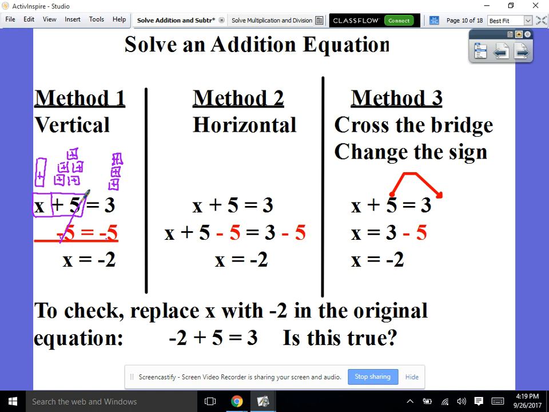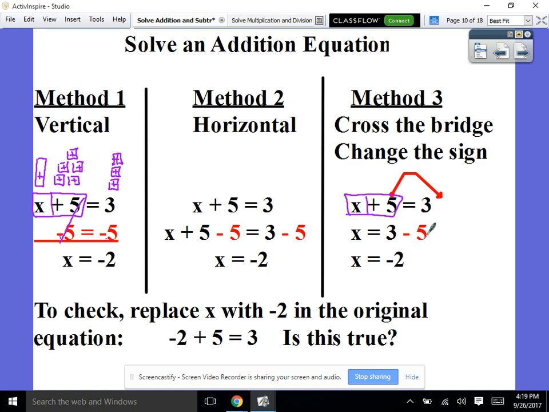That's the vertical method. The horizontal method, you're doing the same thing, you're just doing it horizontally. x plus 5 minus 5 equals 3 minus 5. x equals -2. And finally, cross the bridge method, so that when you take this term, positive 5, across the bridge, you change the sign, so it becomes x equals 3 minus 5. So x is -2.